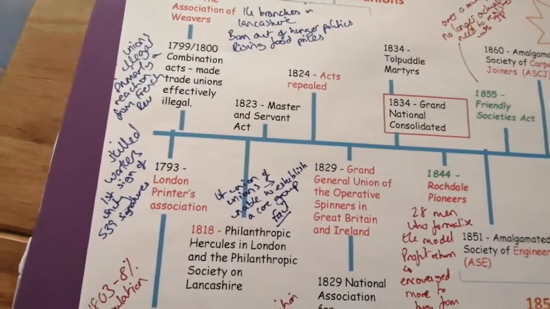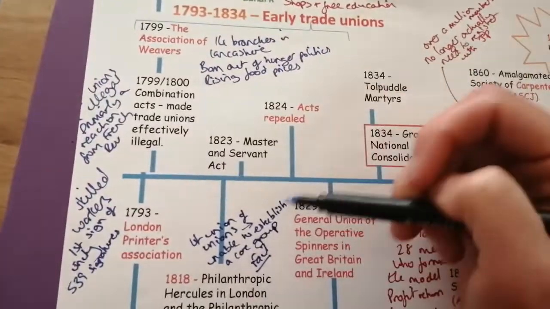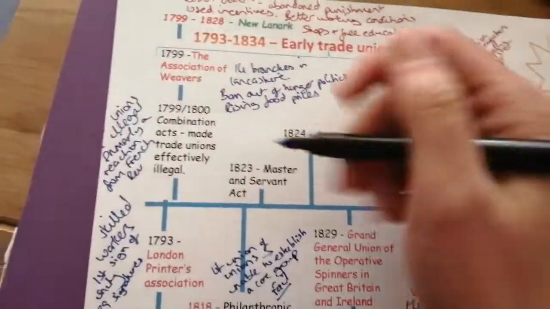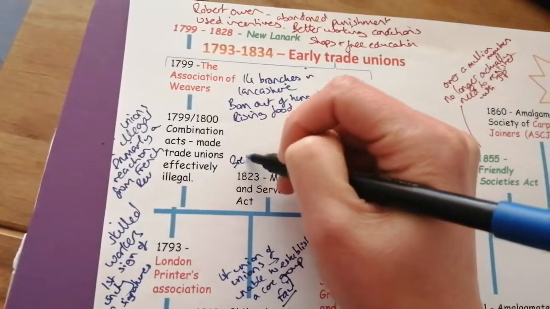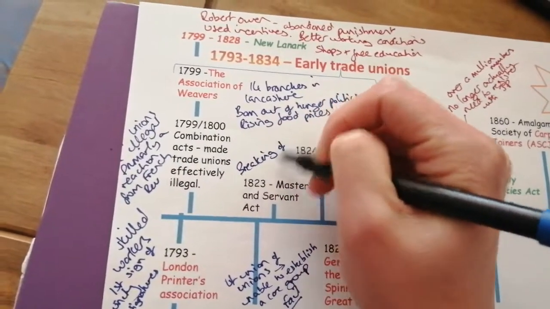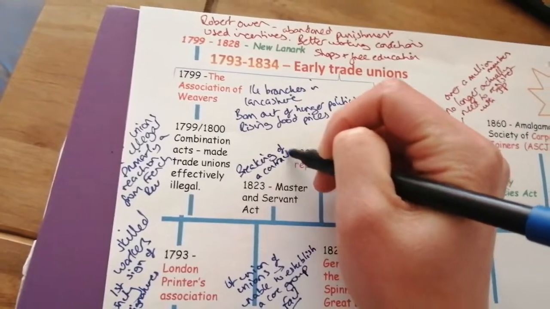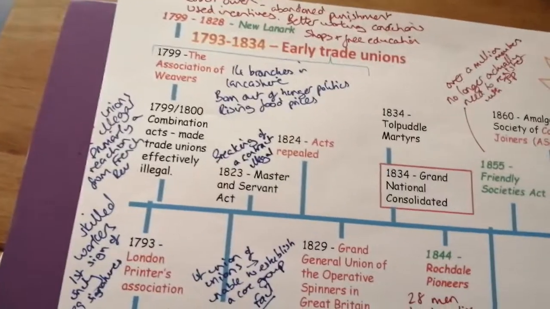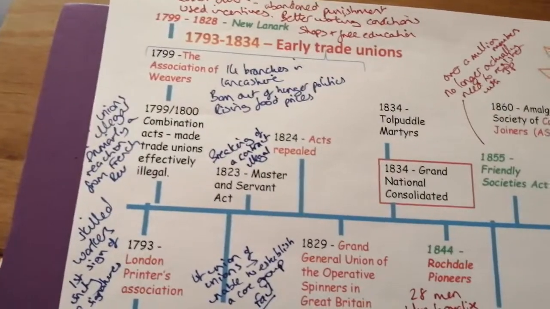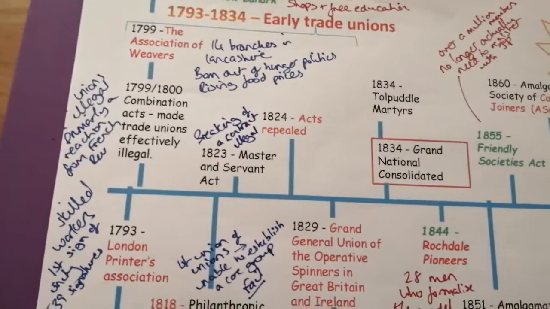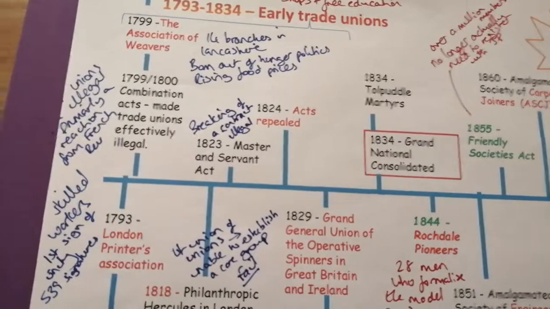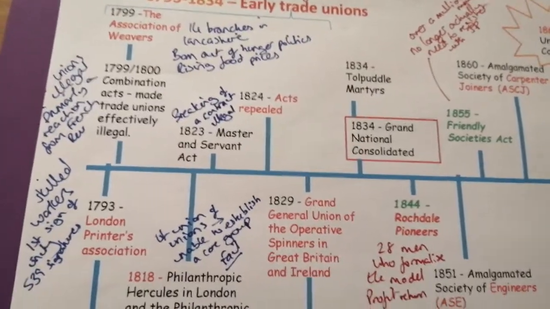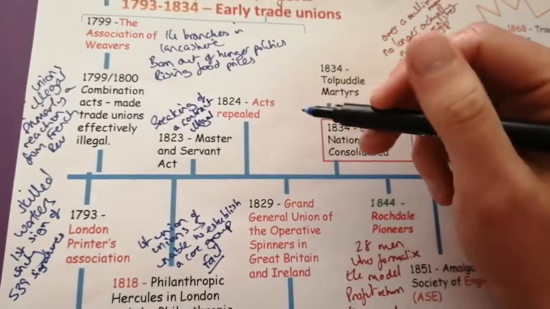Okay. Again, part of the reason is because we've got these things banding around. So we've got the Combination Acts, but also the Master and Servant Act, under which the breaking of a contract is now considered illegal. And it's punishable by prison. It's an offence that would send you to prison if you actually broke that contract. So again, there's still a lot of aggro with this until the 1824 Acts being repealed.